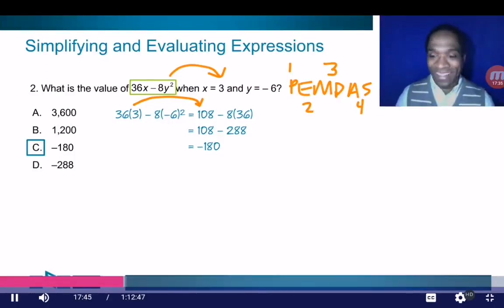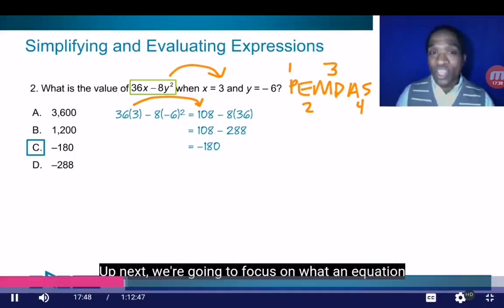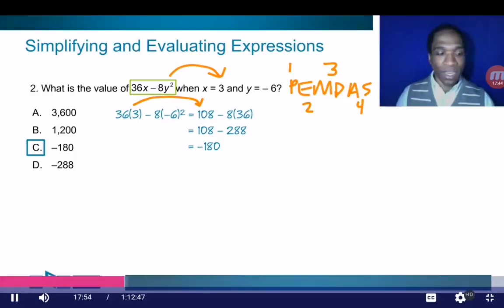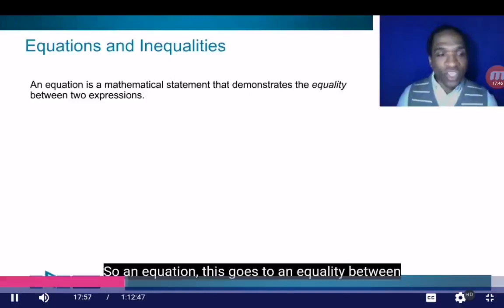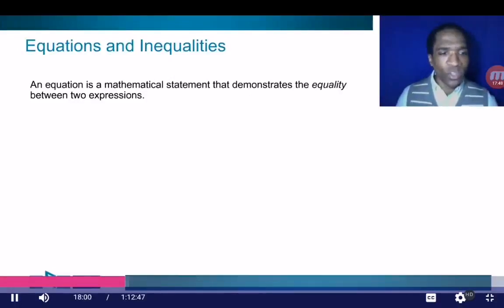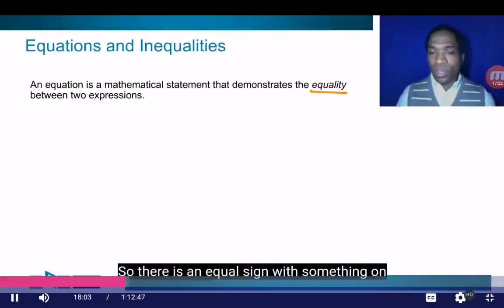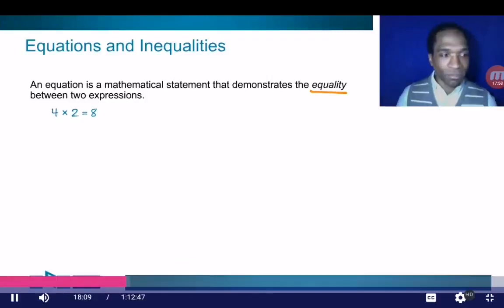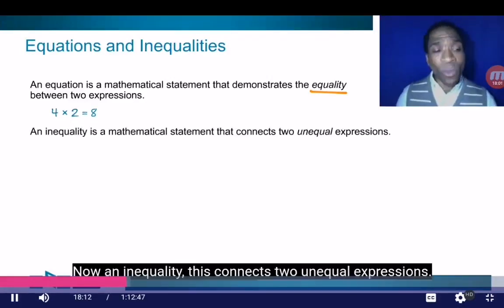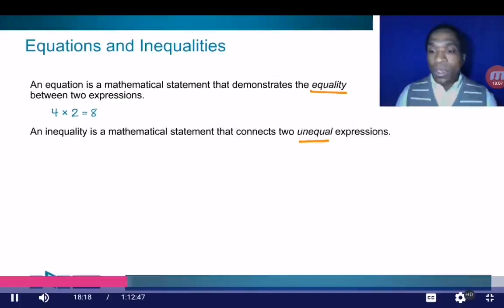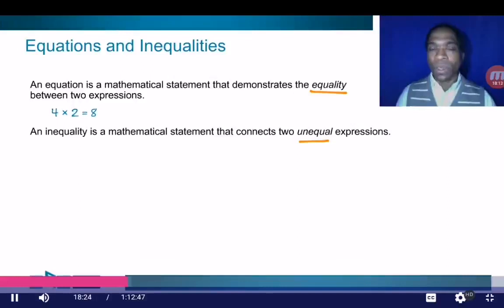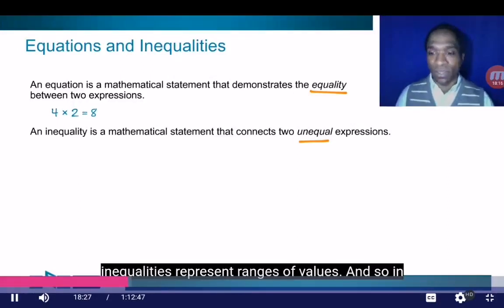Yes. Now, up next, we're going to focus on what an equation is versus what an inequality is. That was promised in the learning objectives. And here we go. So an equation goes to an equality between two expressions. Yeah, they're equal. So there's an equal sign with something on both sides of it, like this example. That's an equation. Now, an inequality connects two unequal expressions. So for inequalities, while equations represent concrete values, inequalities represent ranges of values.